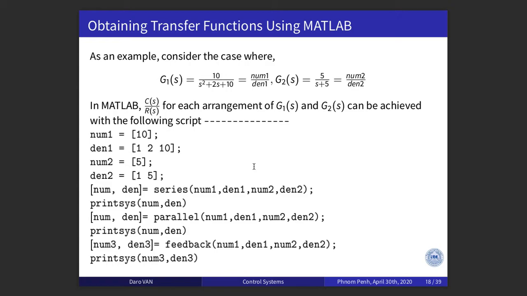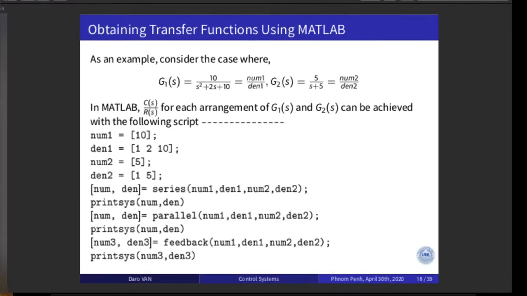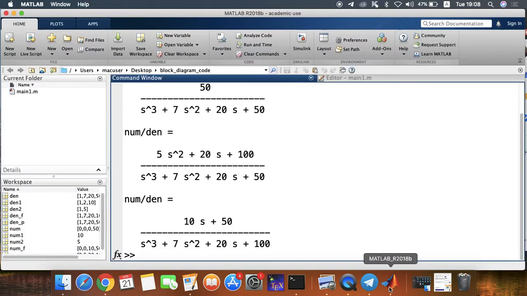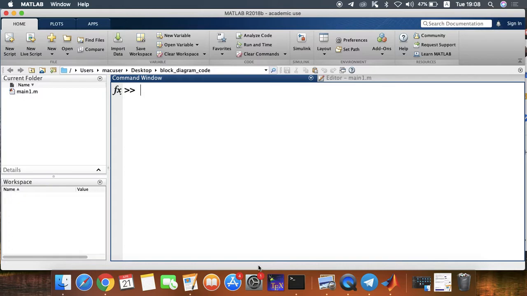So let's do it in MATLAB. I need to clear all of this. You can write in the command window or you can write a script. We're going to do both. First let's do it in the command window. We need to specify the numerator and denominator of G1 and G2. So num1 equals 10.